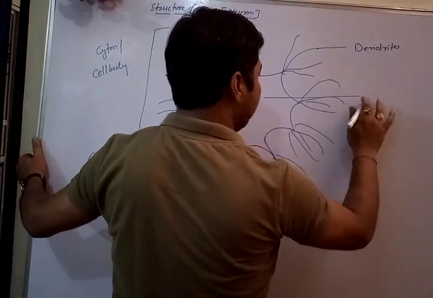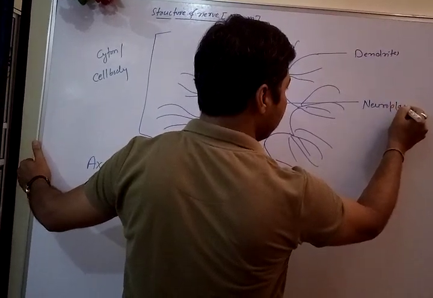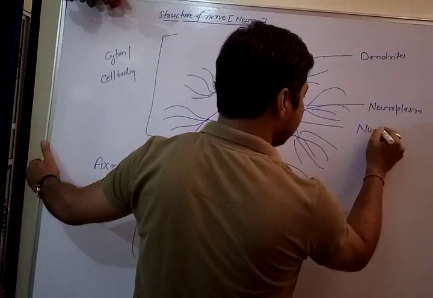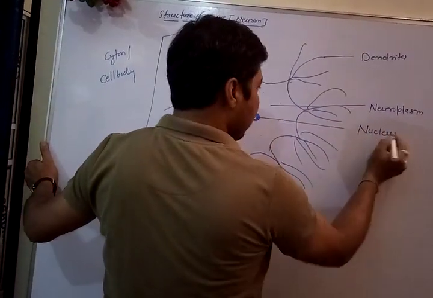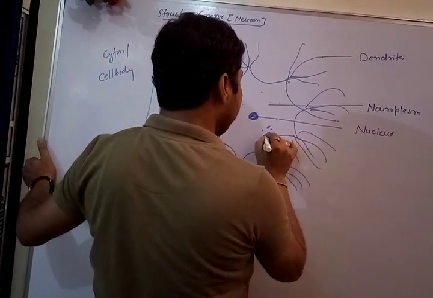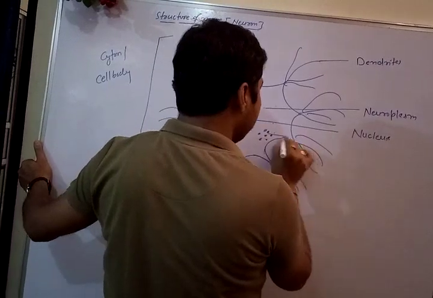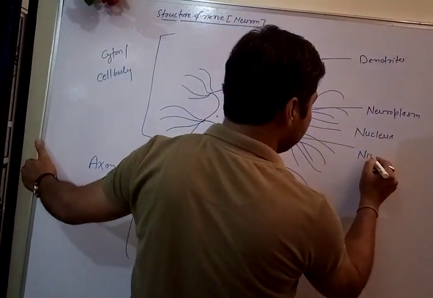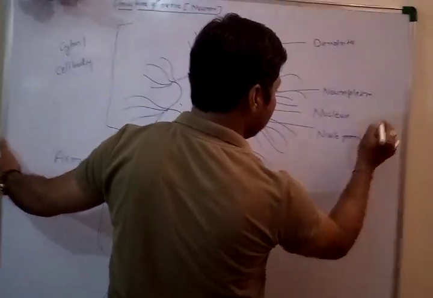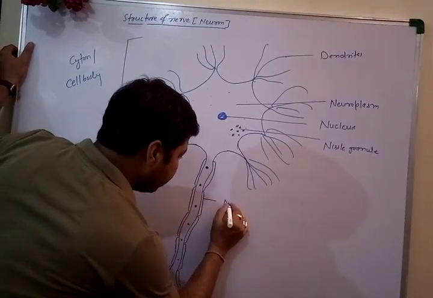This is what we call neuroplasm in the case of a nerve cell. This is the nucleus. Here we find some granules, structures made up of protein and RNA. They are called Nissl granules. This is the myelin sheath.